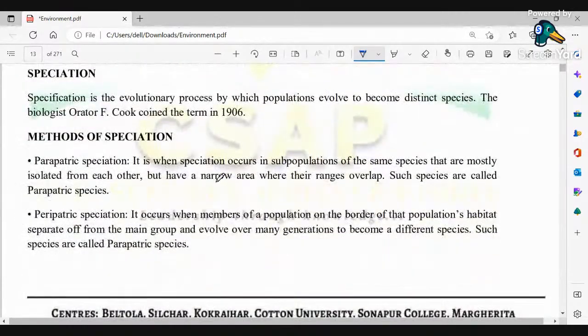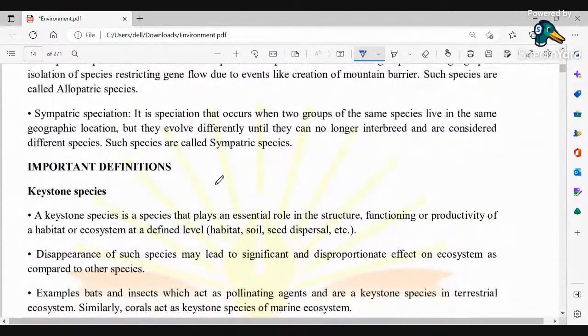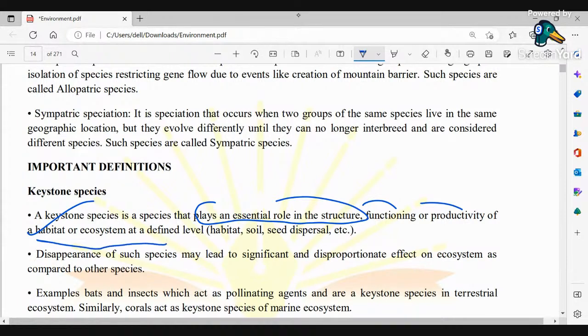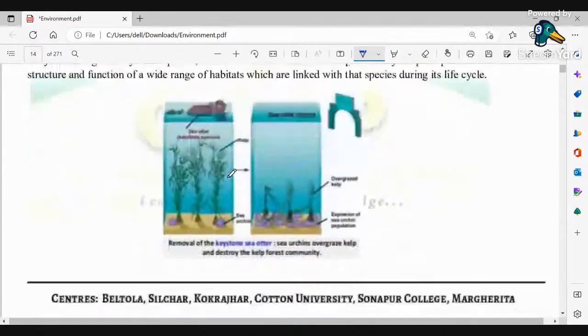Okay, so that's the thing. Coming up to the next one. So, what's a keystone species? It's a species that plays an essential role in the structure, functioning, or productivity of a habitat or ecosystem at a defined level. It may be a habitat, it may be soil, it may be seed dispersal. Okay, next.